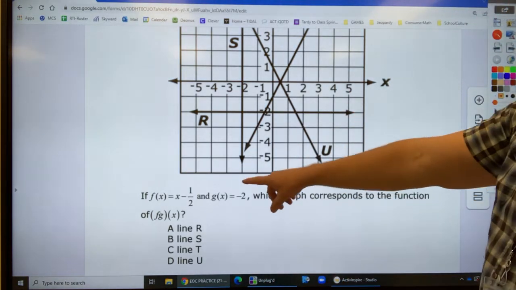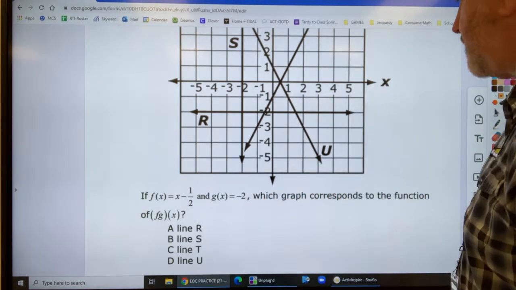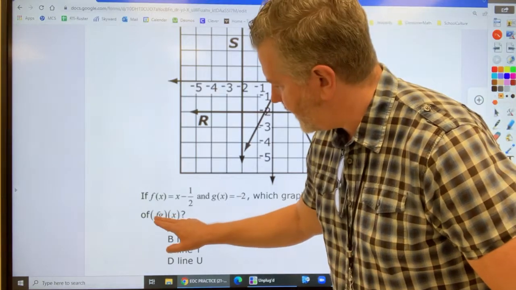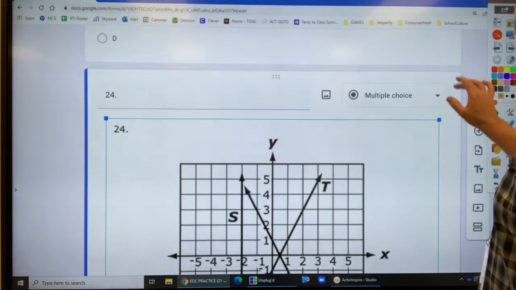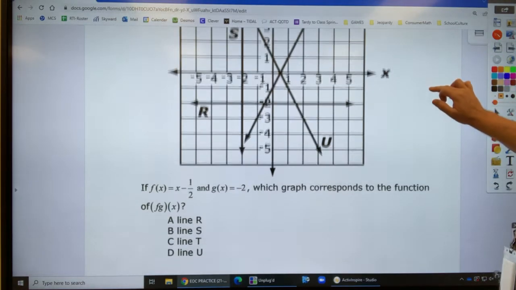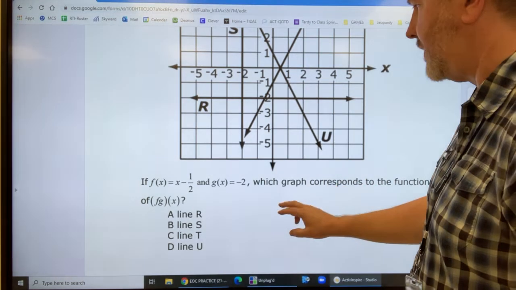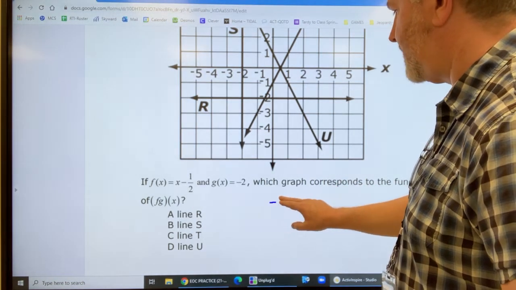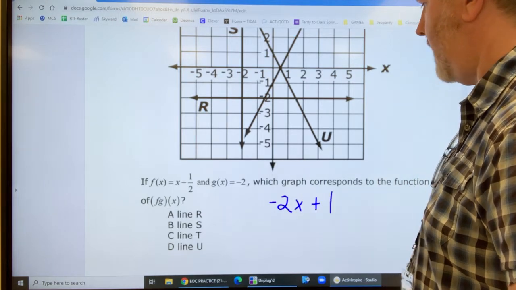All right, so if f of x equals this function and g of x equals that function, which graph corresponds to the function f times g? It should have a little dot there because it's multiplied together. So we're going to multiply these functions together. And I end up just getting -2x plus 1. That's our new function.